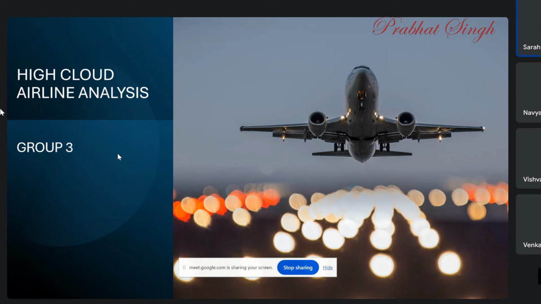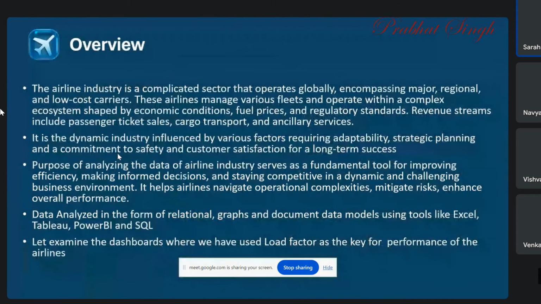Now I'm going to present the Hycloud airline analysis PPT. So, coming to the slides, as we all know, the airline industry is a complicated sector which operates globally, regionally, and as low-cost carriers. They manage various flights and operate within a complex ecosystem of fuel prices and regulatory standards. It is a dynamic industry influenced by various factors, requiring adaptability, strategic planning, and a commitment to customer satisfaction and safety for long-term success.